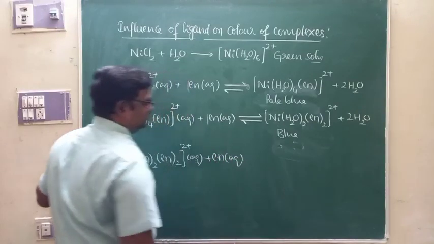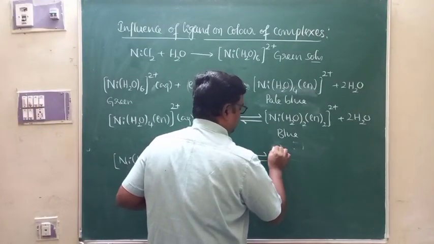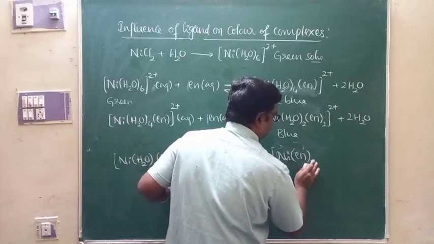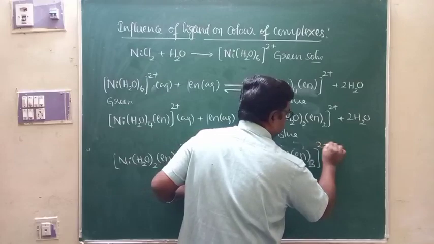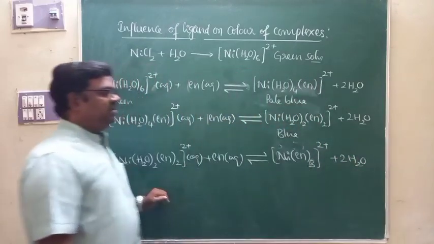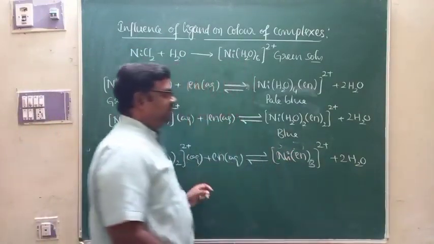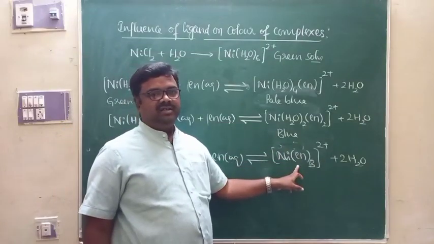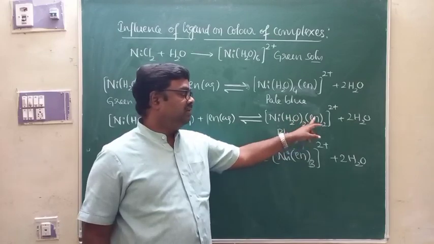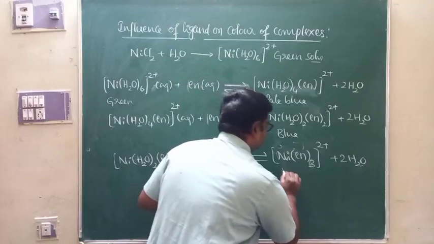This is also an aqueous solution. Then look at this, all the water molecules are replaced by ethane 1,2-diamine. In every step you can find 1 mole of ethane 1,2-diamine is going to replace 2 moles of water. Now it is tris(ethane 1,2-diamine)nickel(II) ion. This is diaquabis(ethane 1,2-diamine)nickel(II) ion, is it not? And the color of this complex is violet.